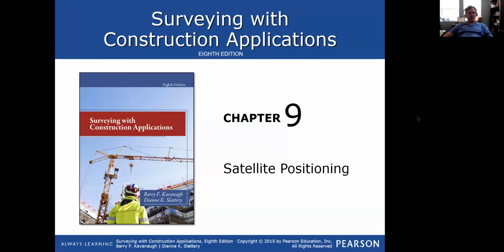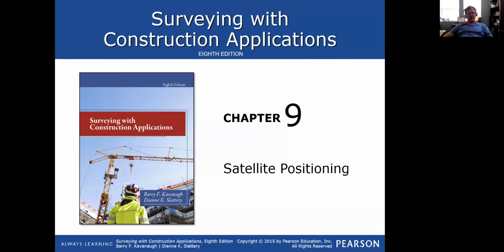All right, so Chapter 9, satellite positioning. Most of you understand this as GPS, Global Positioning System. We all have GPS on our smartphones nowadays. GPS is built into your cars, and airplanes all have it, boats have it. Anything that needs navigation will have GPS these days.